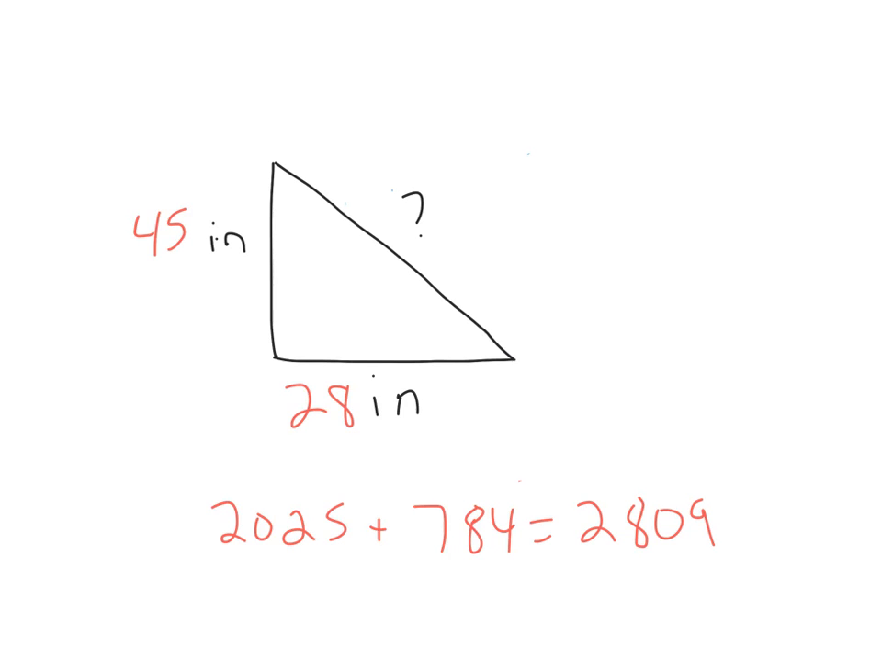Is this hypotenuse going to be 2,809 inches? If you said no, you're correct. It's a little too long. So on your calculator, you take 2,809, hit the square root button, and you get an answer of 53. So the missing side up here is 53 inches. Lastly, does our answer make sense? Yes, 53 is more than 45 and more than 28, so that would fit.